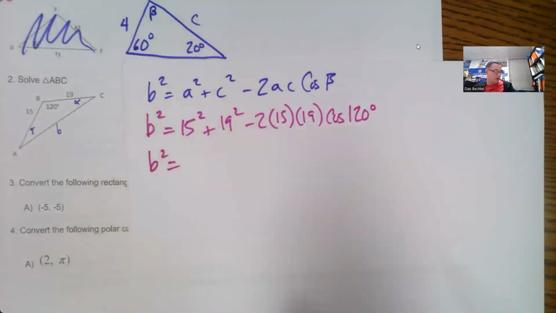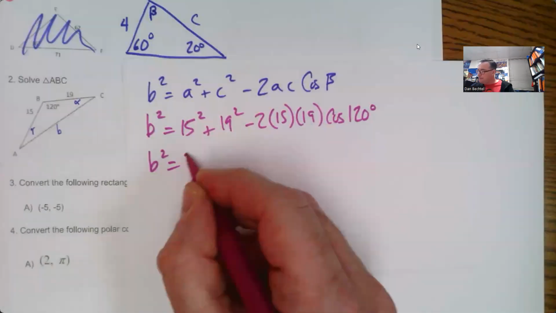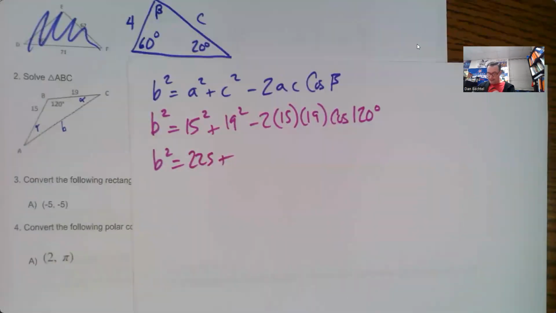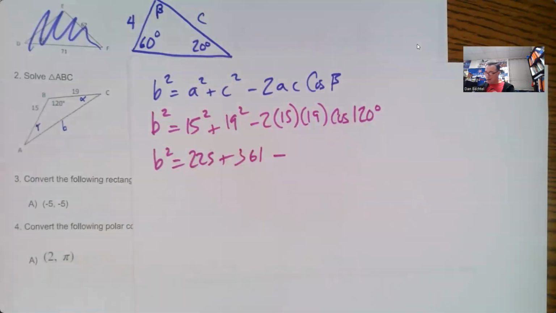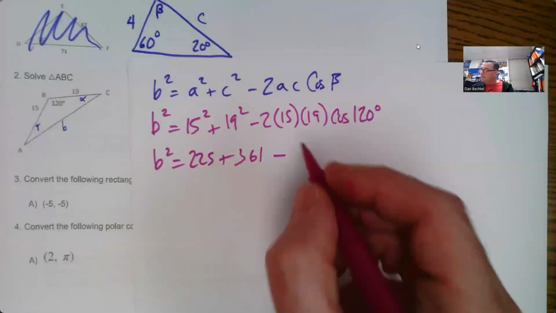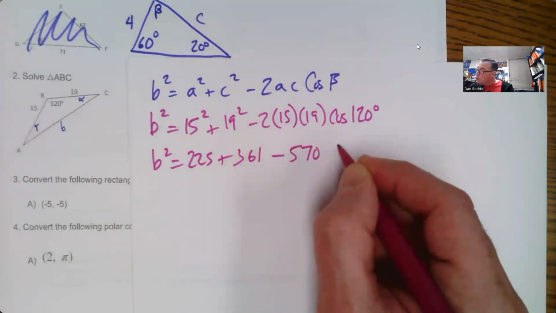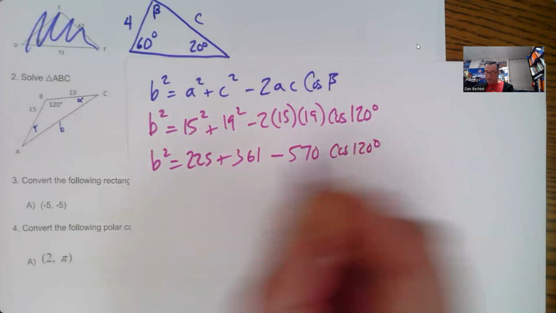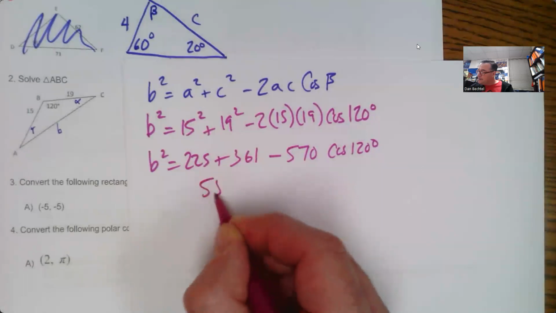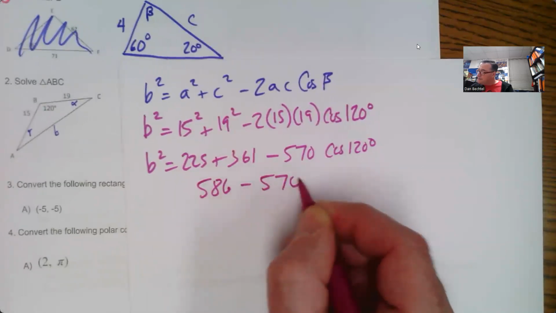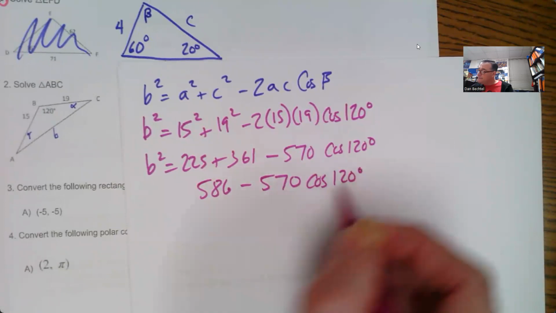B squared is going to equal, all right, let's do some math. 15 squared, I think it's 225. Yep. 19 squared is 361. Minus, okay, 19 times 15 times 2 is 570 cosine of 120. I'll start to combine some things because eventually I'm going to have to take the square root of all of it. So 225 plus 361, that's 586 minus 570 cosine of 120.